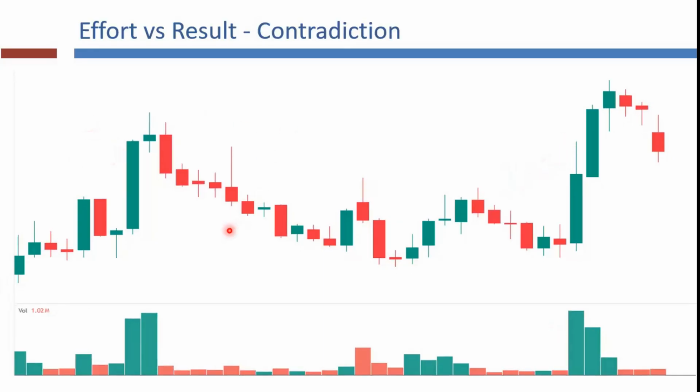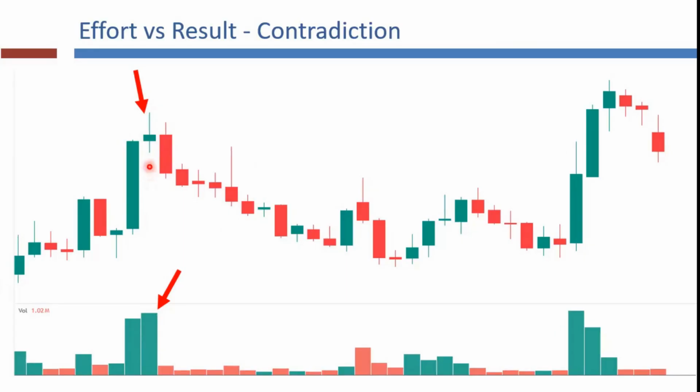This is the same chart, and now look at the marked candle. You can see that range has contracted while the volume has increased. That is, range, that is distance between high to low, is less than the previous candle. However, the volume on this candle is greater than the previous candle.